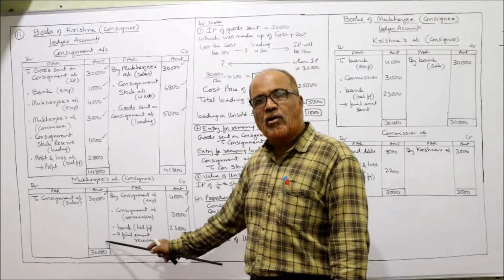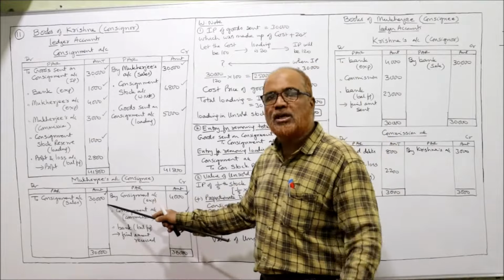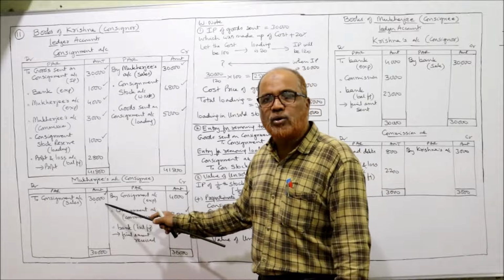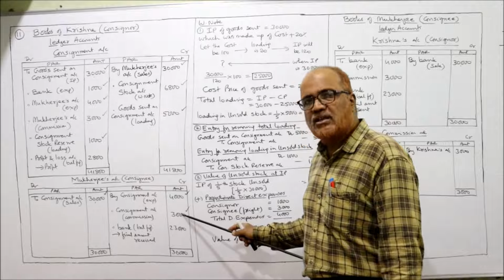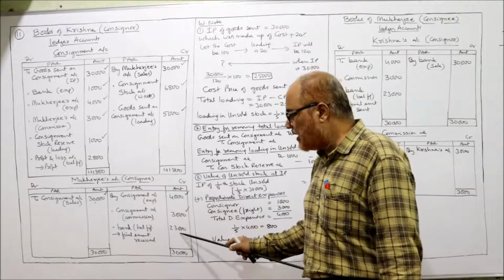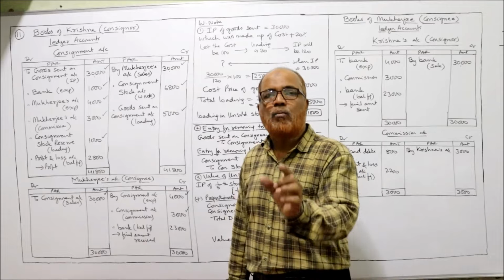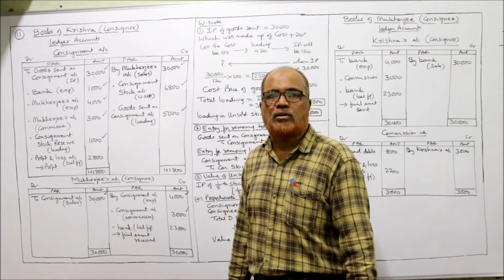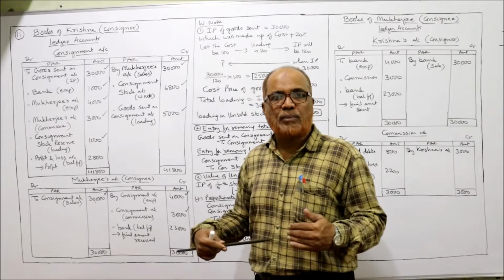Finished. Now Mukherjee account, consignee account. Debit side we have 30,000. He sold the goods for 30,000, out of which he has spent 4,000 rupees, he deducts. His commission is 3,000, he deducts. And the remaining 23,000 rupees, he will send. In the last line it is given, Mukherjee has settled the account. He has paid the amount to Krishna. So Krishna got the money.